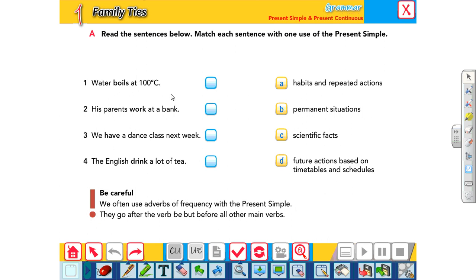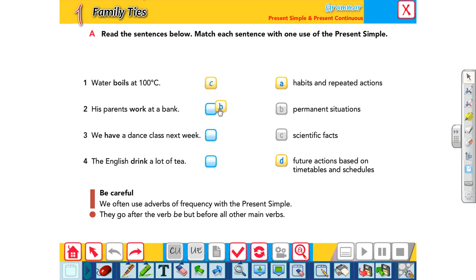So let's go back to number 1. Water boils at 100. What do you think? What do you think the usage from A to D is related to number 1? That's a scientific fact. Let's see. Yes. His parents work at a bank. What's this? Is that a habit or that's a permanent situation? What do you think?